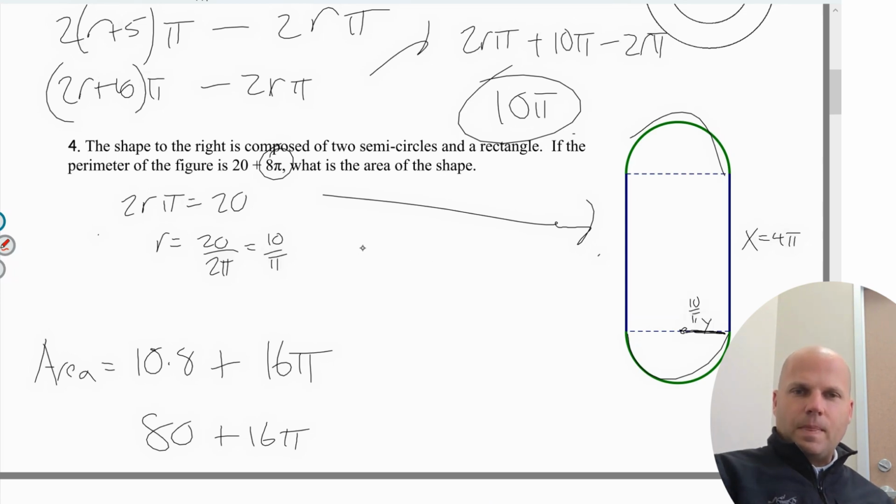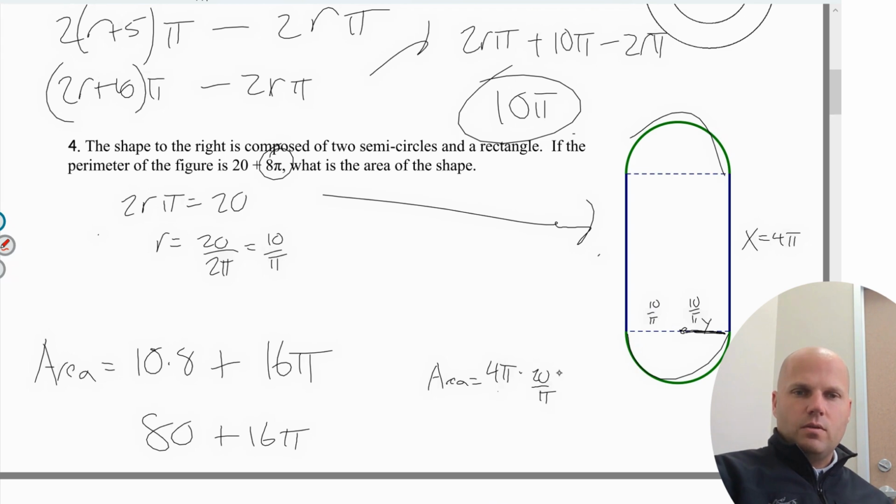So we'd have the area is 4 pi squared. And the area of the rectangle is 4 pi squared. The area of the circle is pi. Oh no, the area of the rectangle is 4 pi times this plus this, which is 20 over pi.